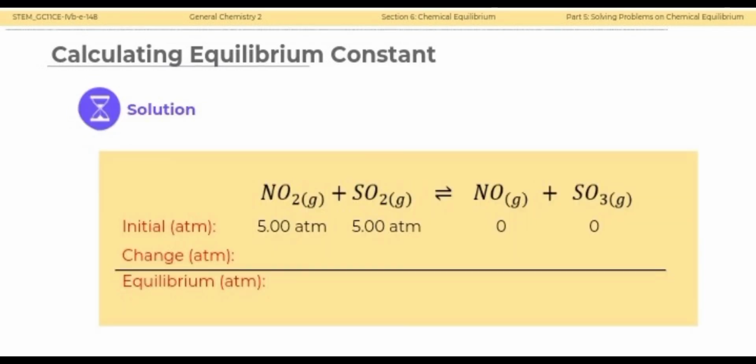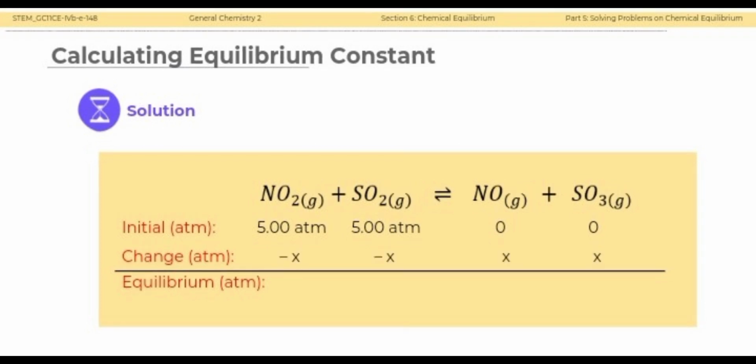This is the solution. Let us tabulate the partial pressures before and at equilibrium. Initially, nitrogen dioxide and sulfur dioxide are the gases present, both with a partial pressure of 5.00 atmosphere. On the other hand, nitric oxide and sulfur trioxide are initially absent. Without calculating the reaction quotient, it is obvious that the shift of the equilibrium is towards the formation of nitric oxide and sulfur trioxide since they are initially absent.